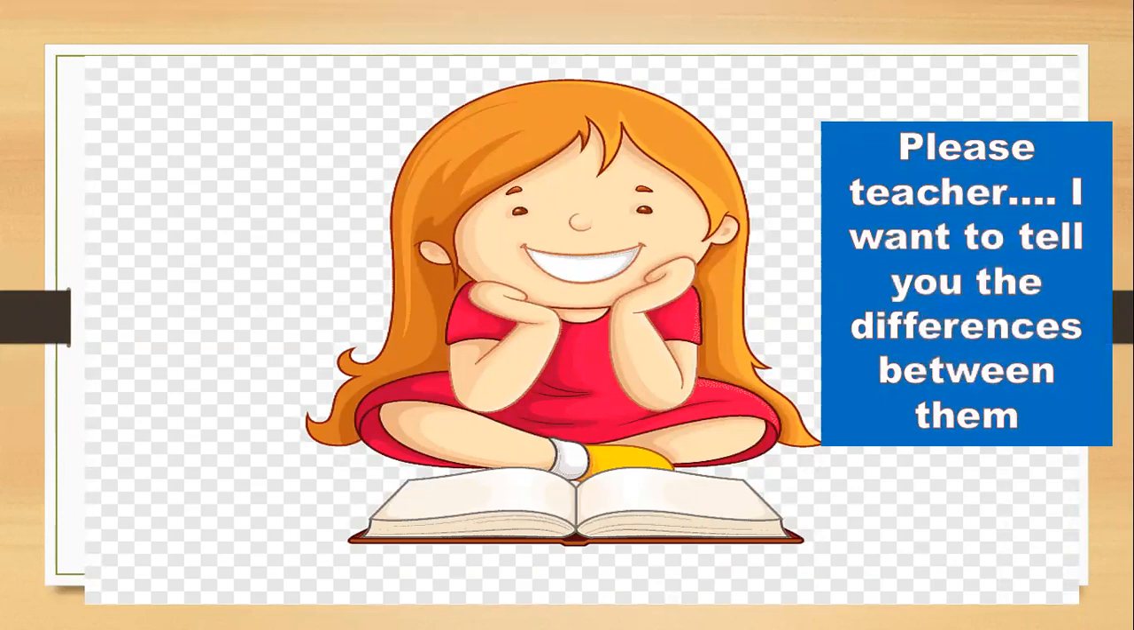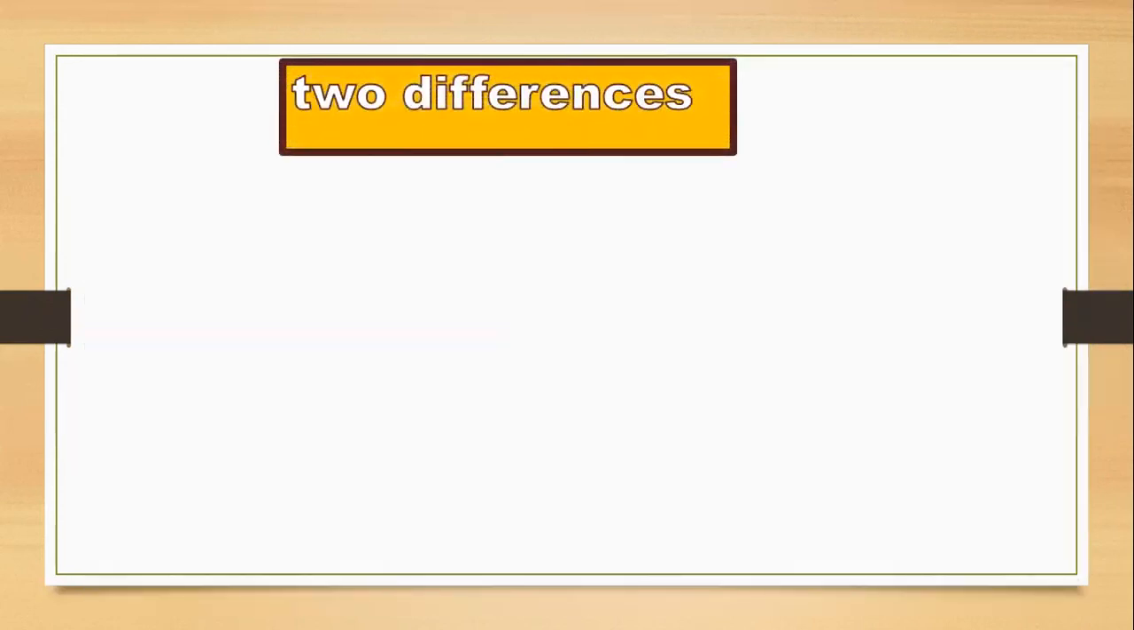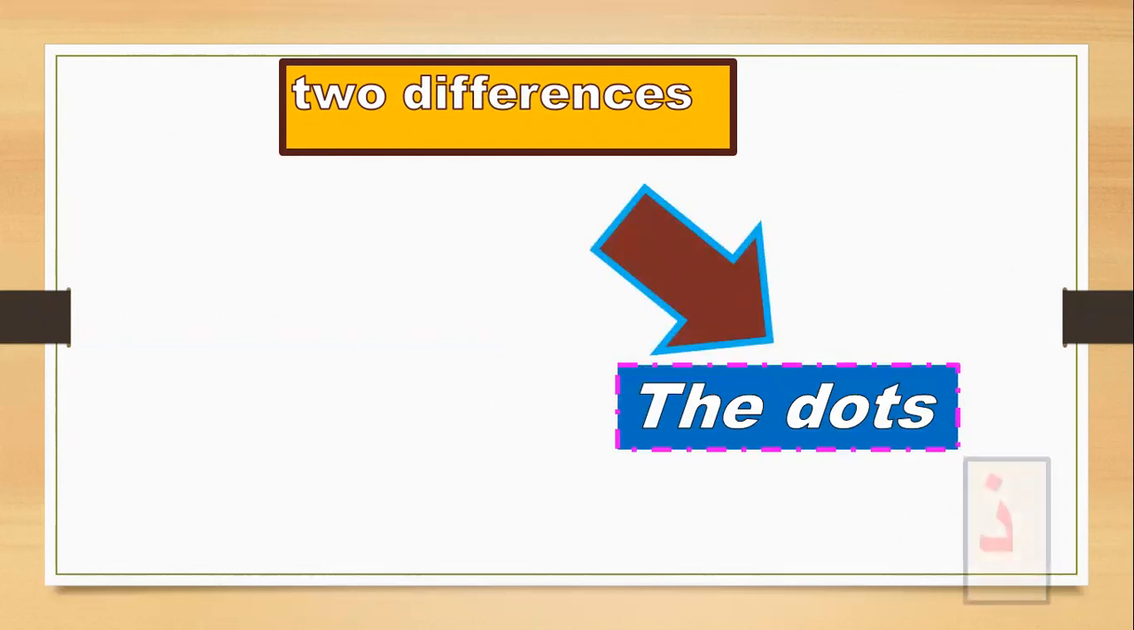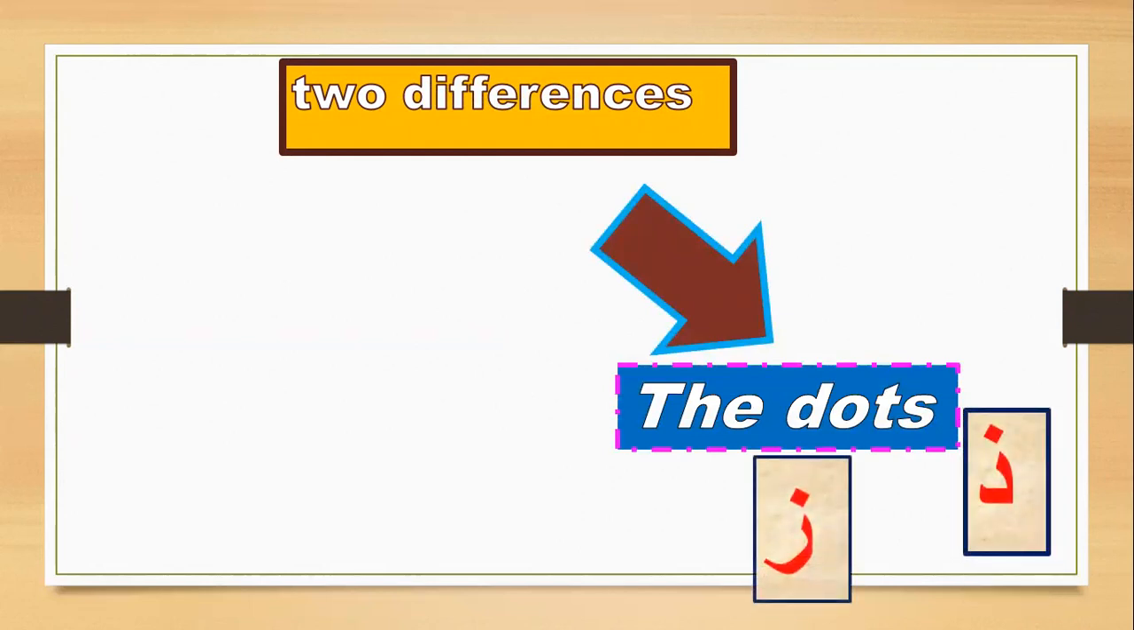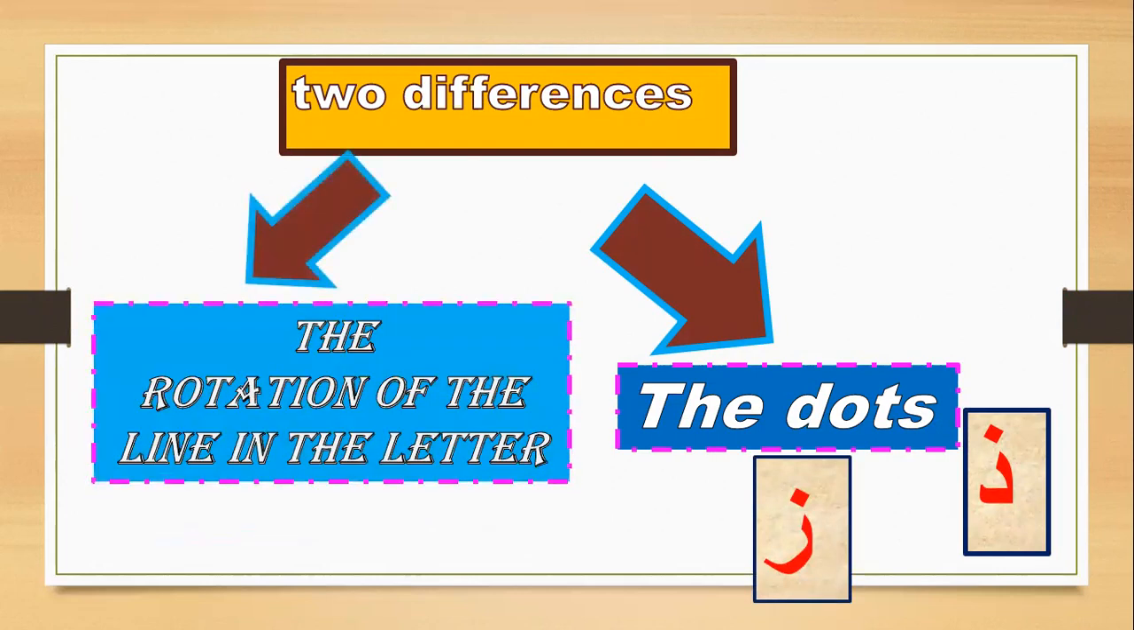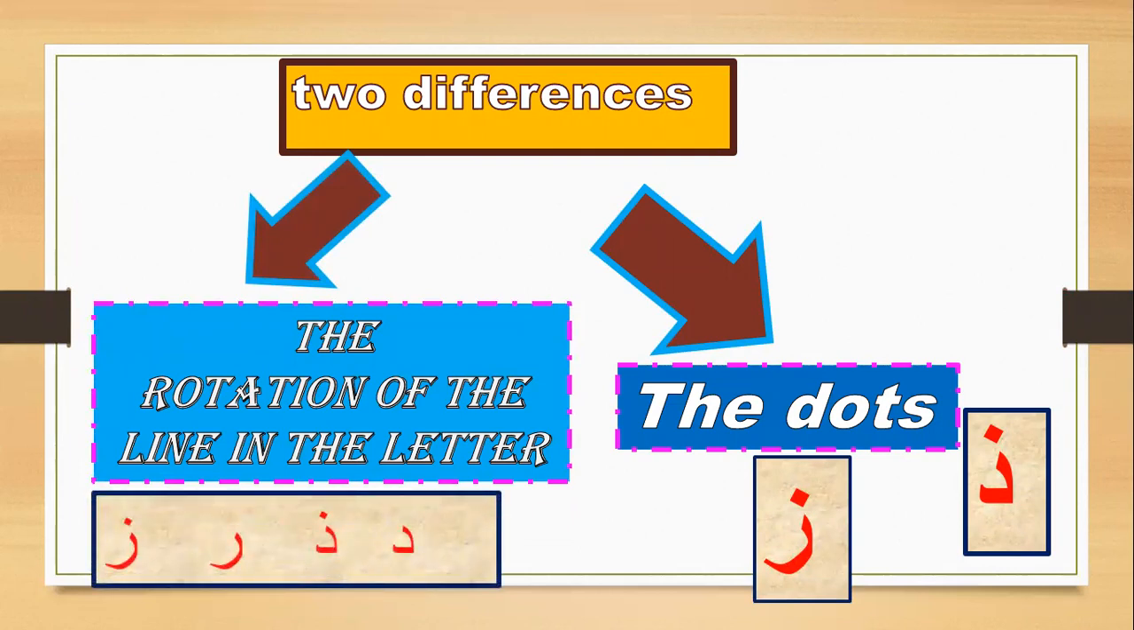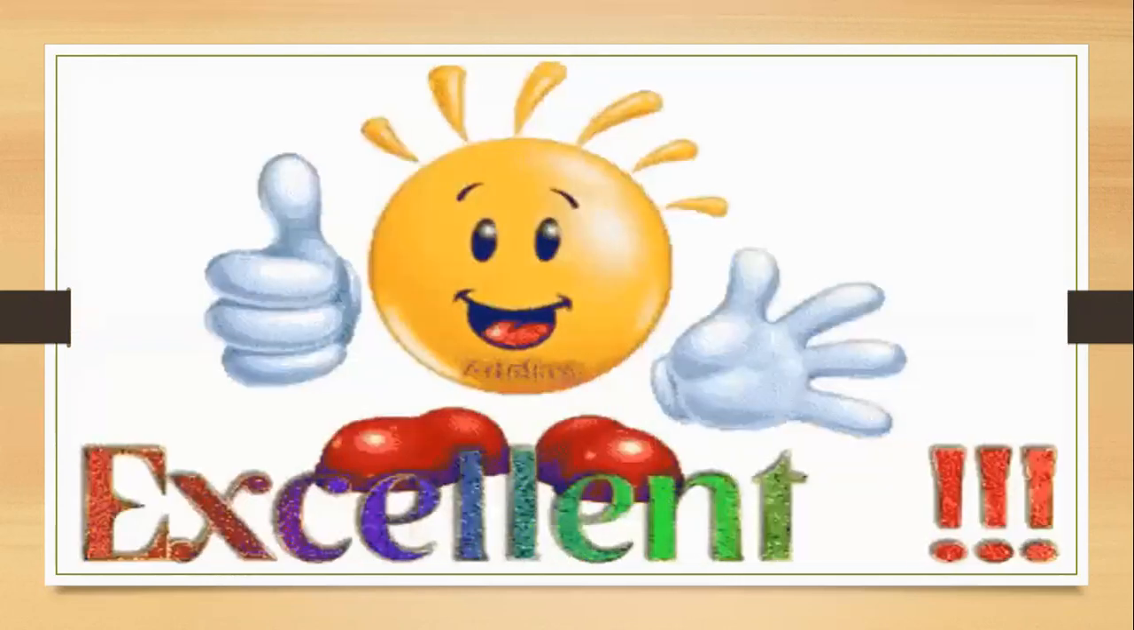Please, teacher, I want to tell you the difference between them again. Okay, please tell me. Two differences. The dots: dal and zai, each one has one dot. The rotation of the line in the letter: dal and dhal, the same rotate; ra and zai, each one has a curve down. Excellent.